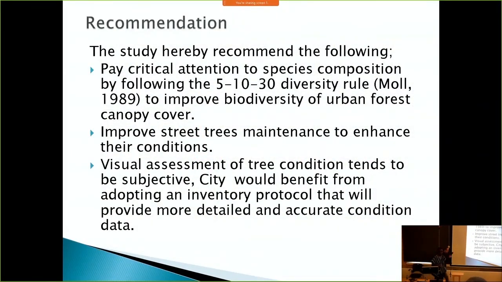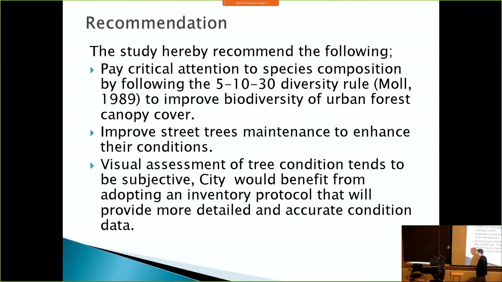Questions? Thanks, Samuel. I just wondered if you could define the 5-10-30 diversity rule a little bit better for me. And how do other municipalities or locations use it?